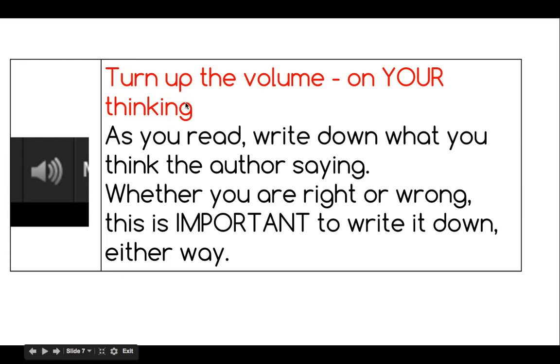Think about turning up the volume, and in this case we're asking you to turn up the volume on your thinking. So as you read, I want you to write down what you're thinking and specifically what you think the author is saying. So in some cases you're summarizing, but in the future if you were to try to study from this, having those notes there would help you, and it also shows me that you understand what the author is trying to say. Now whether you are right or wrong doesn't matter as much as the fact that you're actually writing it down. So it shows me your thinking. You're making your thinking visible, which is why this is so important.